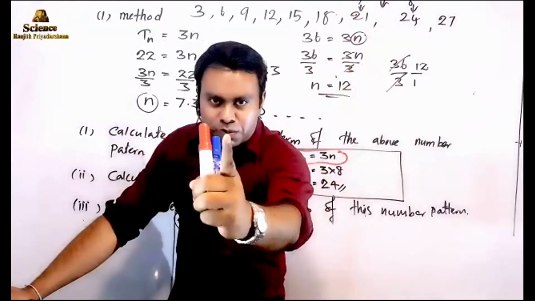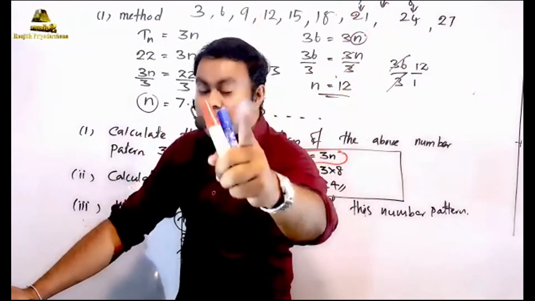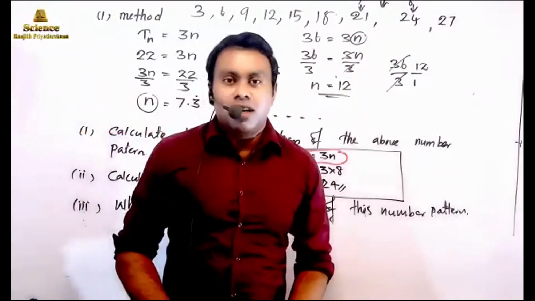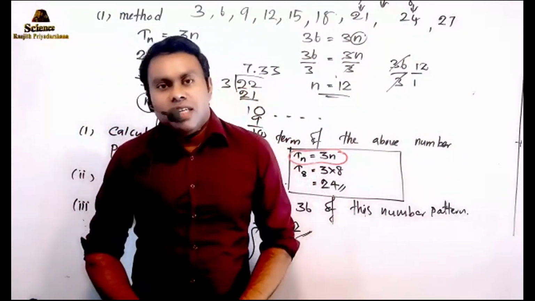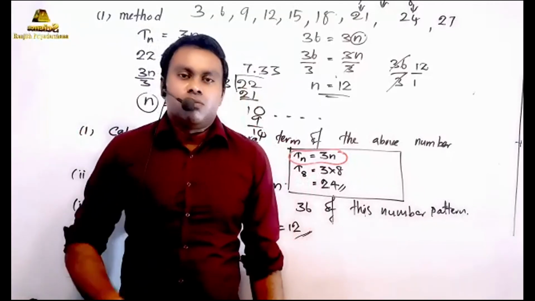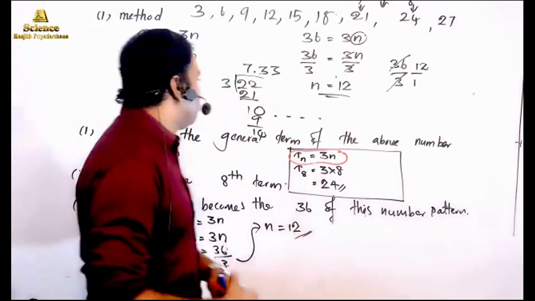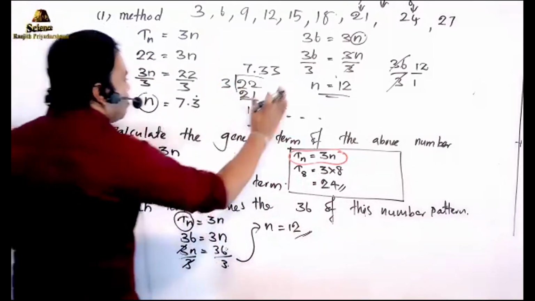Number of terms must be a whole number. That must be a whole number. Since it is not a whole number, we write a statement in the book.